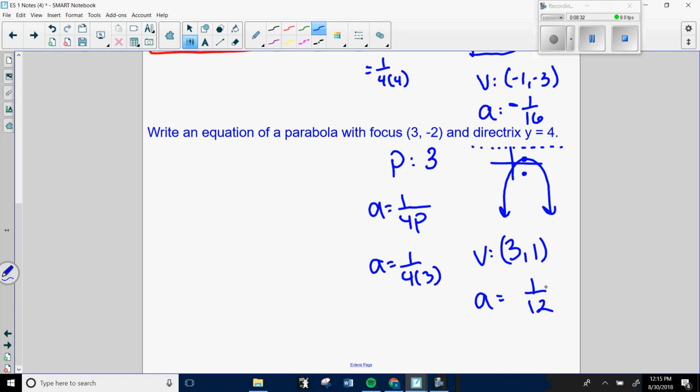Now we've got to figure out if it's positive or negative. So we'll look at the graph. Is the graph going in a negative direction or a positive direction? It's going in a negative direction, which makes it negative. Then we have to figure out, is it y equals or x equals? Since the graph's going down, it's in the y direction. So it's going to be y equals -1/12 parentheses x minus 3 quantity squared plus 1.